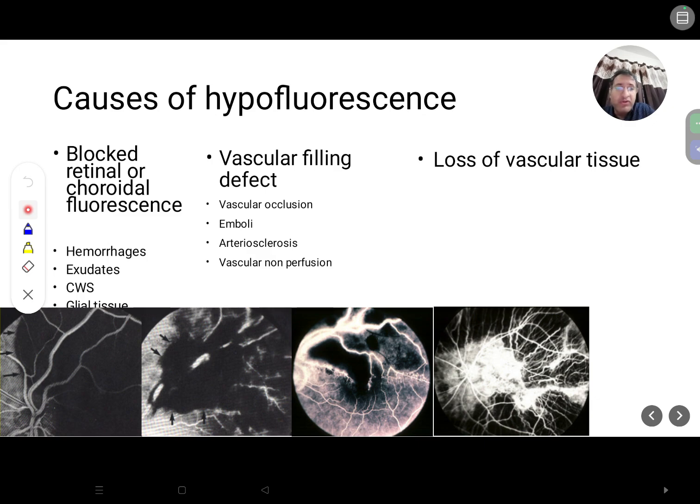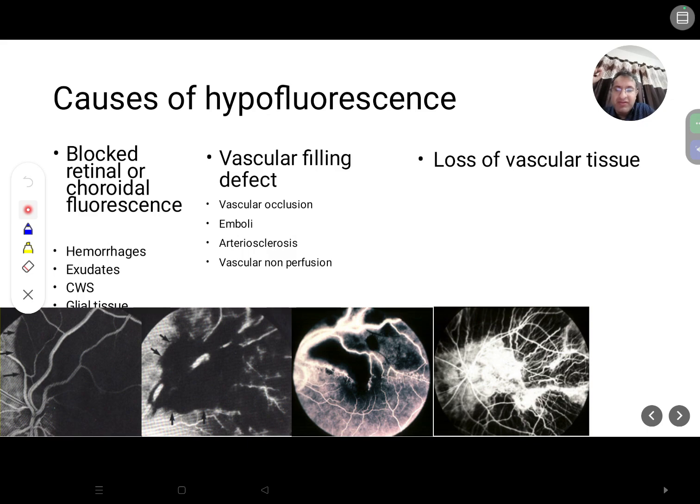Exudates also cause blocked fluorescence. The cotton wool spots, that is the infarcted areas of the retina, when they swell up, they don't let the fluorescence pass through. And any glial tissue in the retina. These are the examples of hypofluorescence on FFA. As you can see here, this is the AV phase of the angiogram, and there is still hypofluorescence in the center.